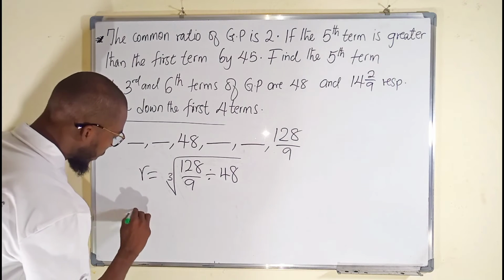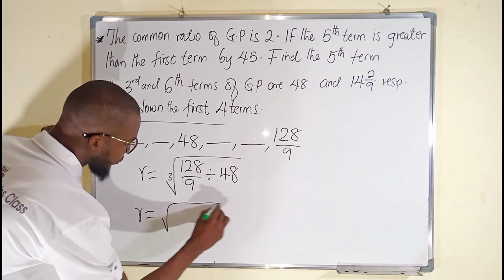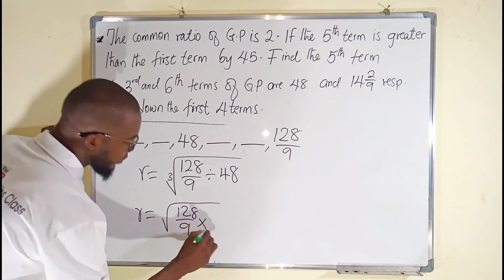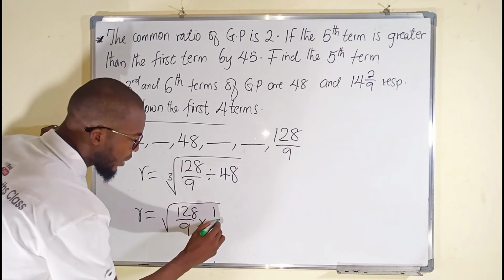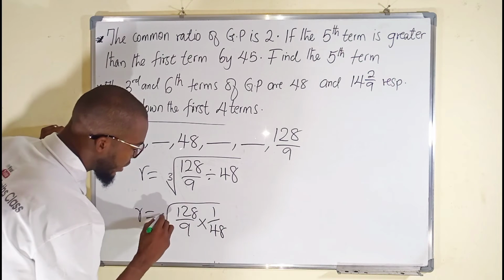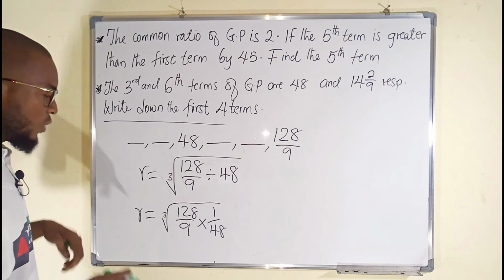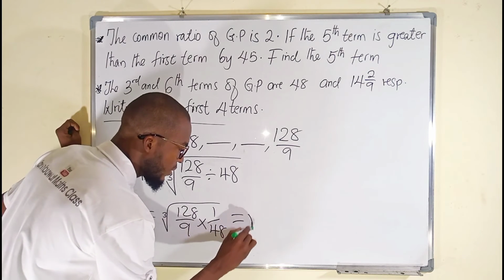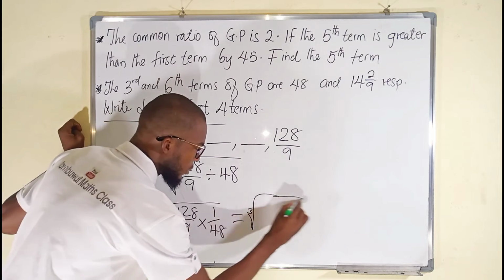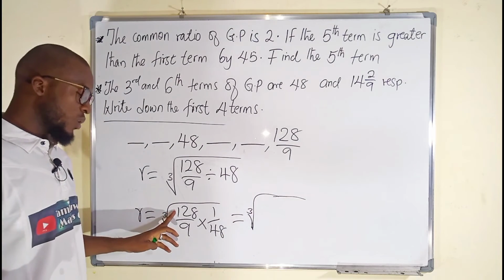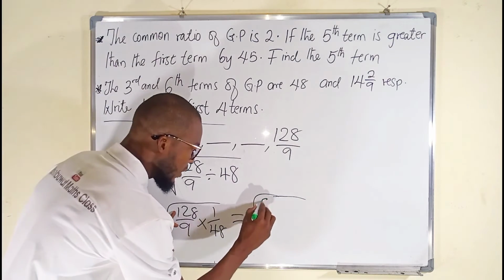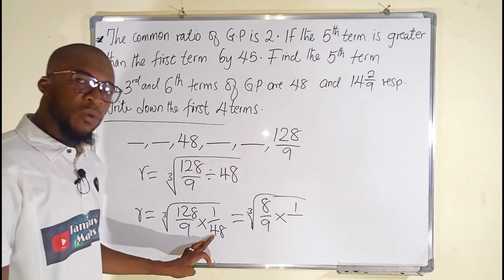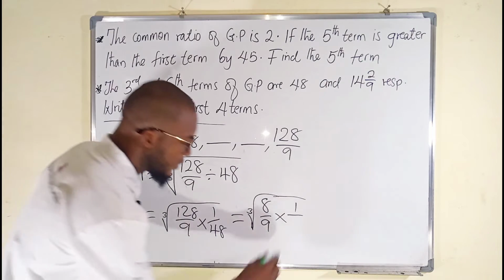All right, r is now equal to 128 divided by 9. We can multiply and take the reciprocal. We have 1 over 48. Remember, this is the cube root. We can do a kind of cancellation here to reduce them to their lowest terms. 16 can go into 128 8 times. We have 8 over 9. 16 can go into 48 3 times.